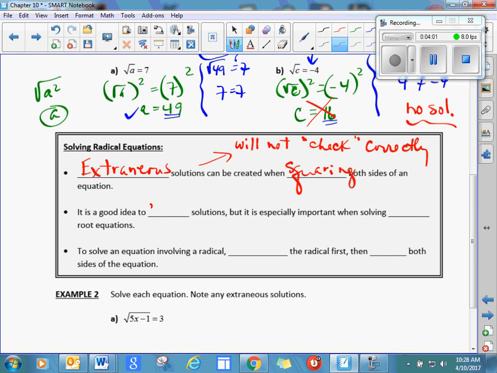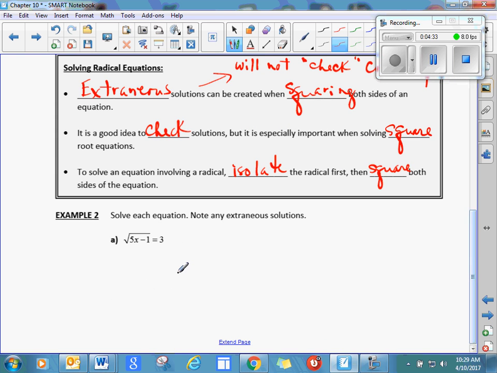So it's a good idea to check your solutions. It's more than a good idea. You really need to do it. It's a good idea to check your solutions anytime you're solving an equation, but it's especially important when solving square root equations. So to solve an equation with a radical, we're going to isolate the radical first. If it's got anything else attached to it, we're going to move it to the other side, and then we're going to square both sides of the equation. So let's run through just one example on this page, and then we'll pick it up with the next video.